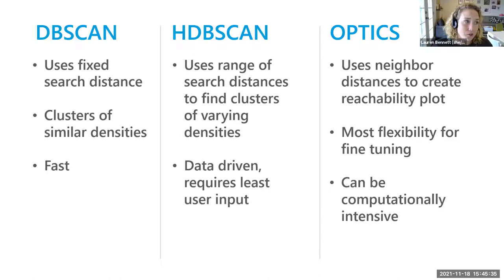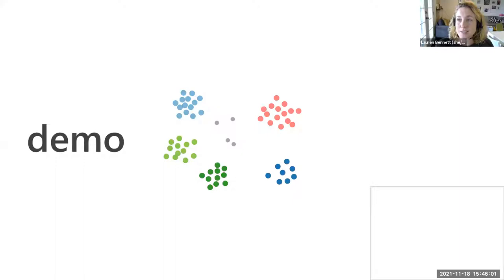DBSCAN is super fast. HDBSCAN and OPTICS can be quite computationally intensive, but there's a lot more. OPTICS has the most user input, which is great, but both HDBSCAN and OPTICS allow you to find clusters of varying density, which is very, very important for most real world data, I would say. Okay, with that, I'm going to pass it over to Ankita, who's going to show us density-based clustering in action.